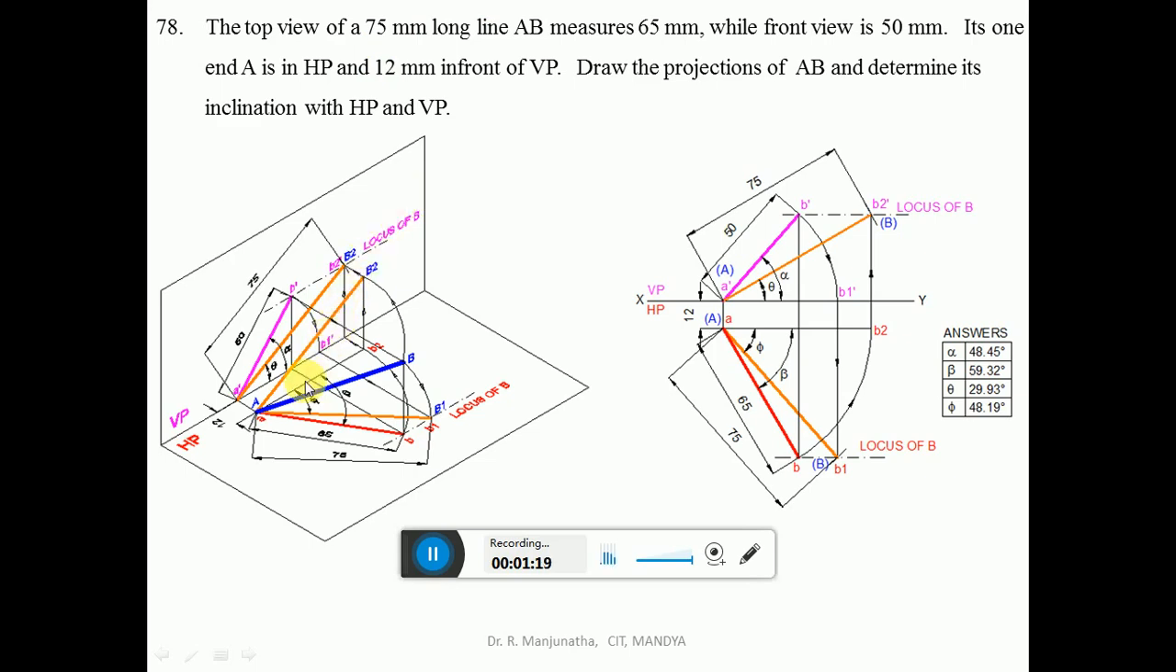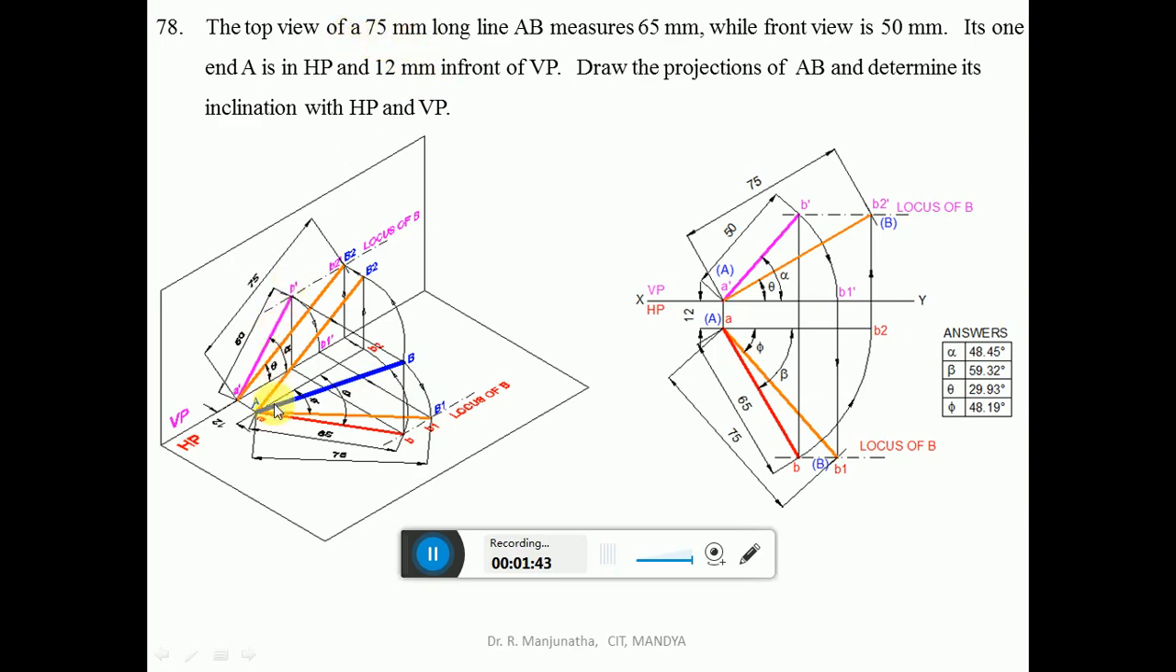Now here, the front view line is A dash B1 dash, which is parallel to HP. So A dash is in HP, B1 dash is also in HP. So first you make that line parallel to HP. Once you make that parallel to HP, then draw a vertical projector in the top view. Its corresponding top view length will be the true length. So you have the 75 mm length.